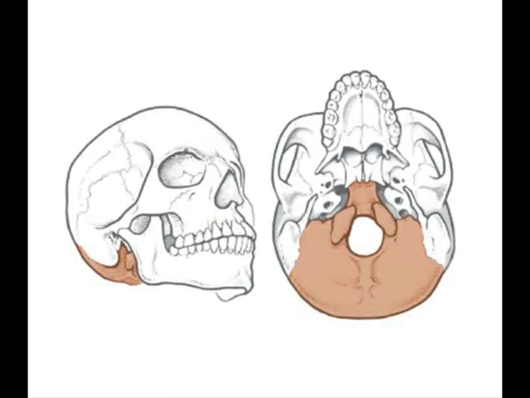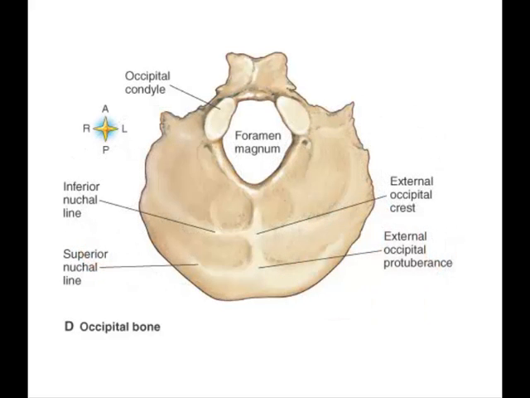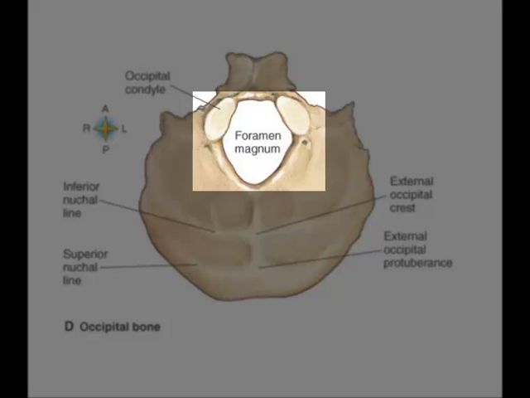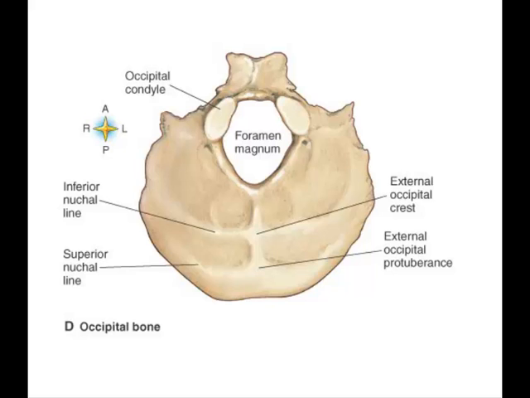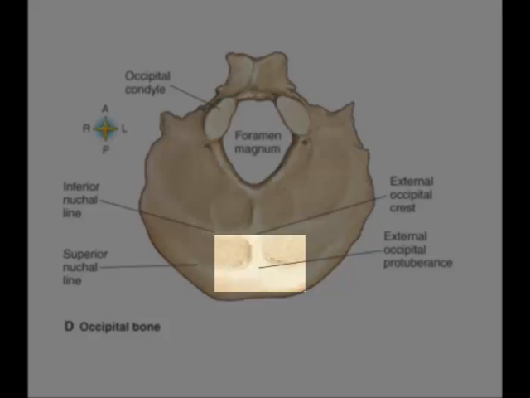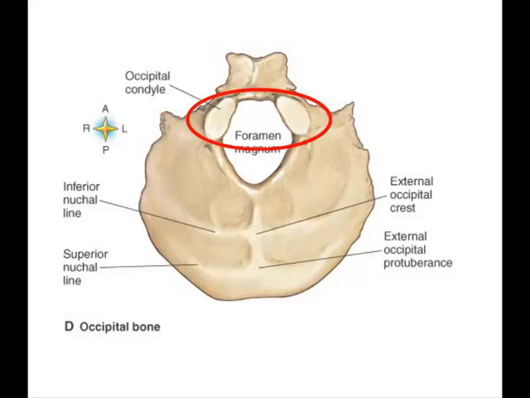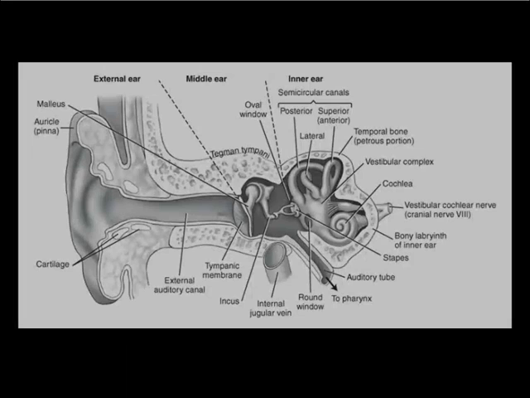The last cranial bone to study is the occipital bone, which occupies the posterior aspect of the skull. Its most notable feature is the large opening, the foramen magnum, which transmits the spinal cord from the brain to the vertebral column. There's also a prominent bulge just above the foramen magnum, termed the external occipital protuberance, or you may hear it called the inion. On each side of the foramen magnum, there are raised facets, the occipital condyles. These condyles articulate with the first cervical vertebra to form the atlanto-occipital joint.